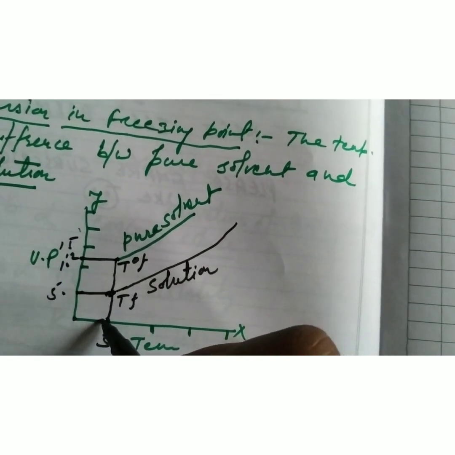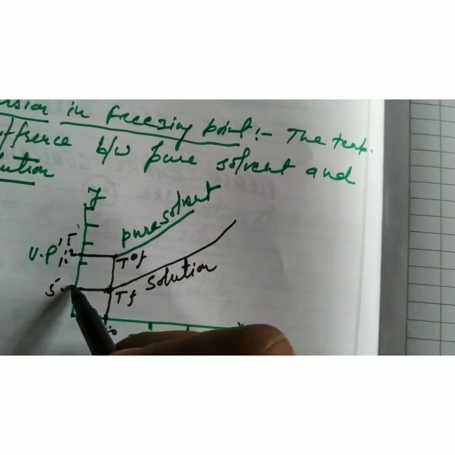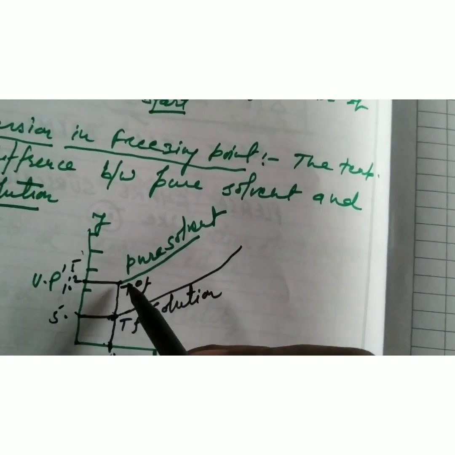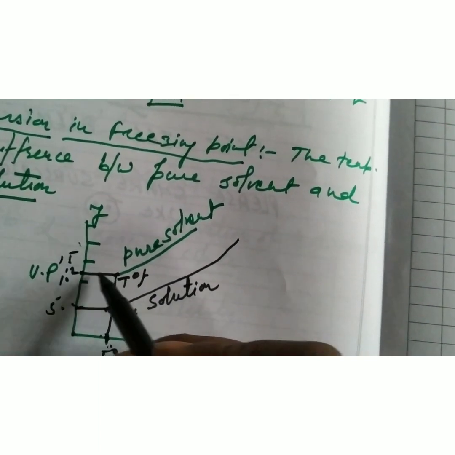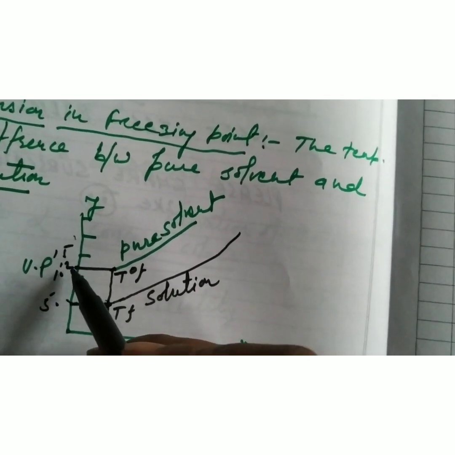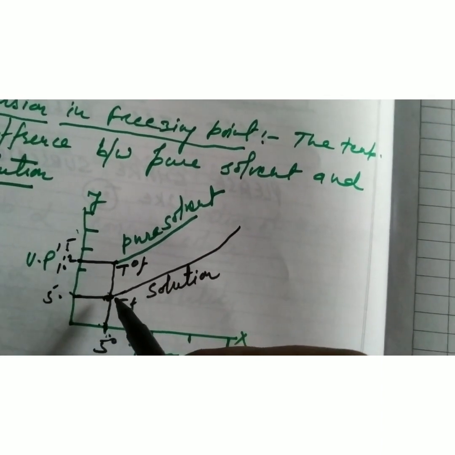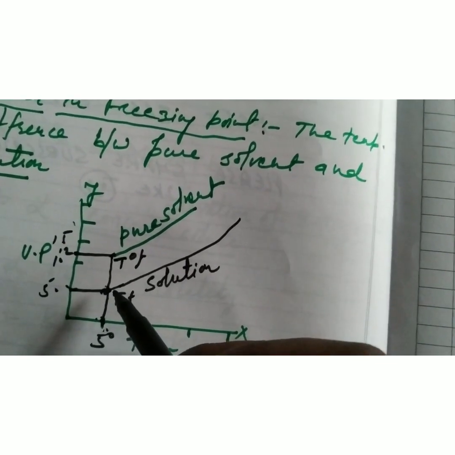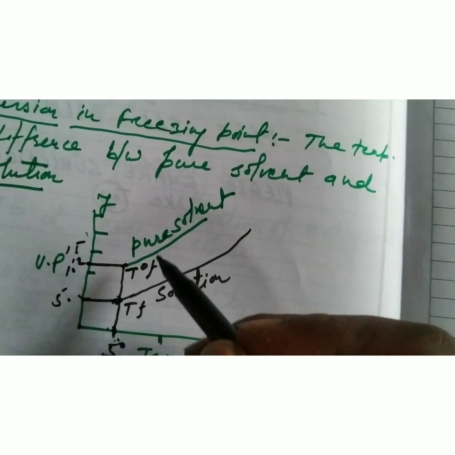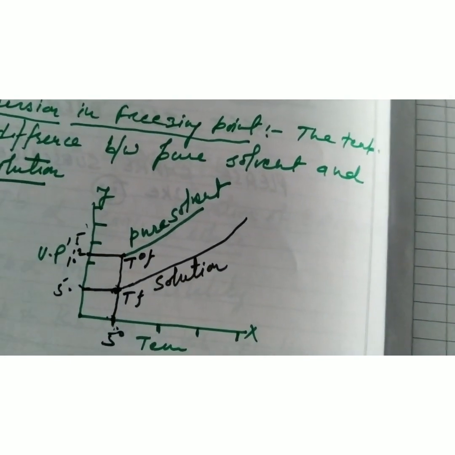At 5 degrees centigrade, the vapor pressure of solution is 5 atm, while the pressure of pure solvent is near about 12 atm. So this is the difference: 12 minus 5 equals 7 degrees. The difference is 7 degrees. This is the depression of freezing point between pure solvent and solution.